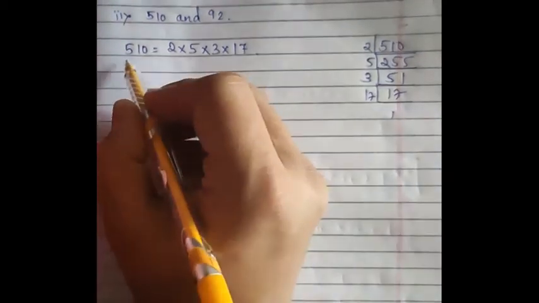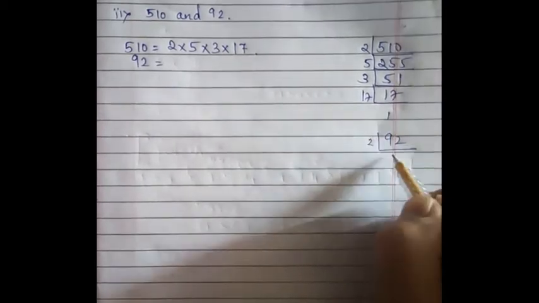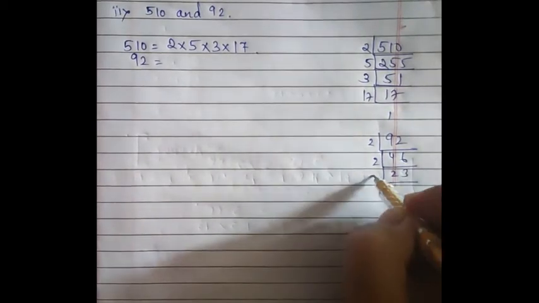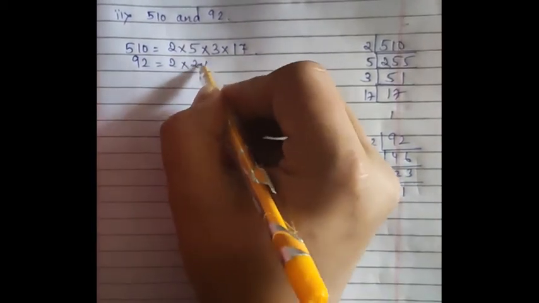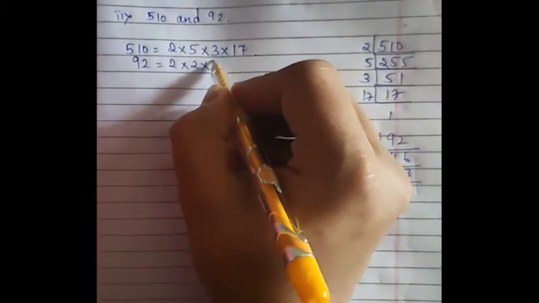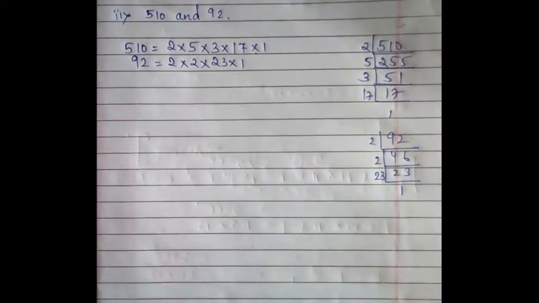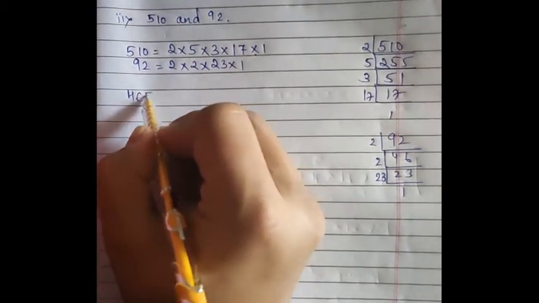Alright, so next we have 92. 92 we can express as 2 into 46, 2 into 23, and 23 is a prime number, so no one can divide it. Itself can divide, so 2 into 2 into 23 into 1. Okay, so this is the condition. So if you have to find the HCF, I am here finding the HCF.